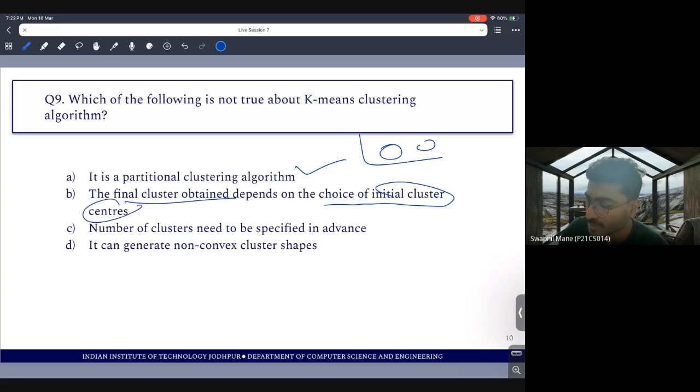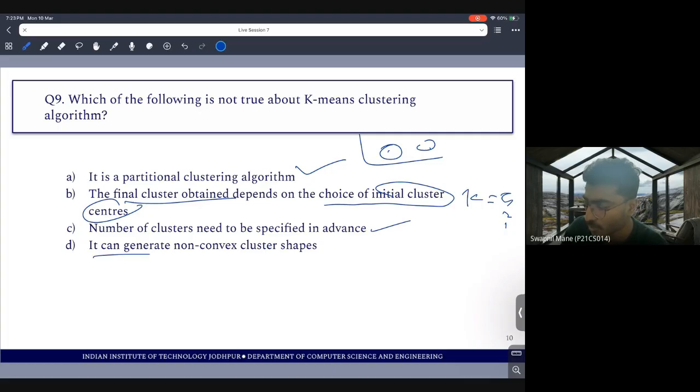Okay, so we need to check. We need to firstly decide which one is the centroid, right? Based on this centroid, in each iteration it updates. Okay, and that centroid is a representation of the cluster midpoint. In option C, the number of clusters needs to be specified in advance, right? We need to specify the k value, how many clusters you want, 5, 2, 1.